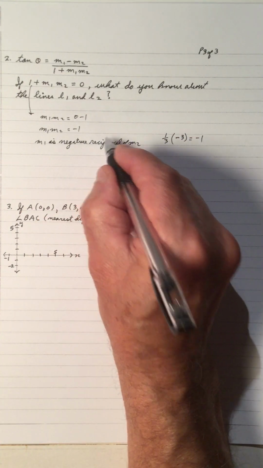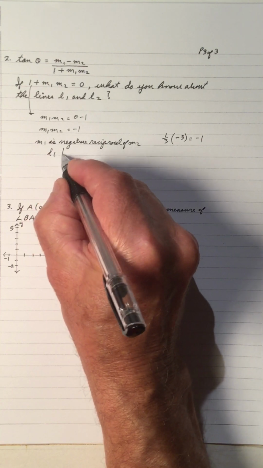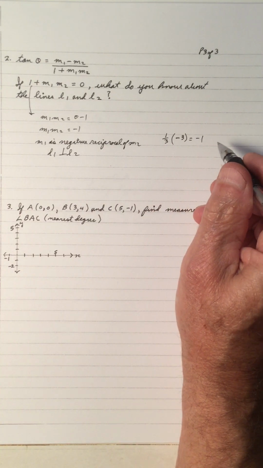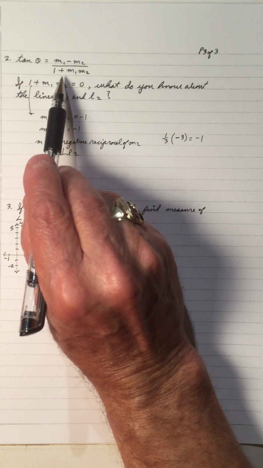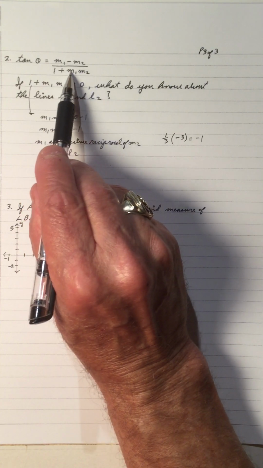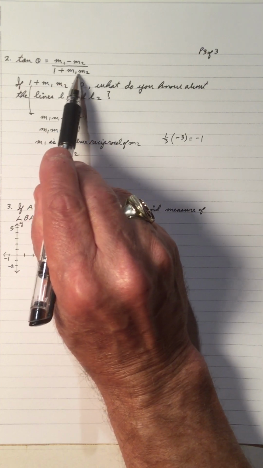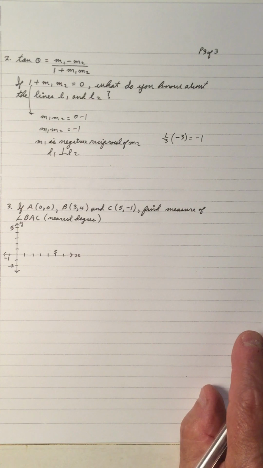That means that if they're negative reciprocals of each other, L1 is perpendicular to L2, because perpendicular lines have negative reciprocal slopes. If the denominator was 0, these two slopes would have a product of negative 1, so they would be perpendicular. Okay, we have one more to do.